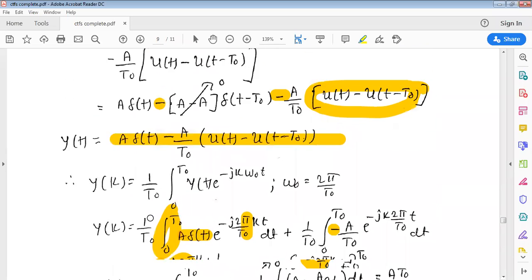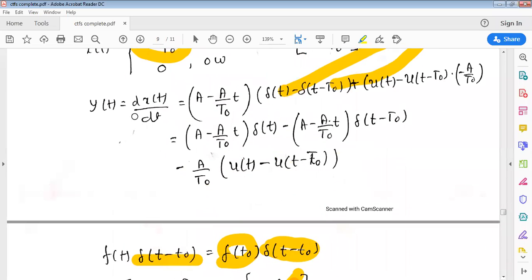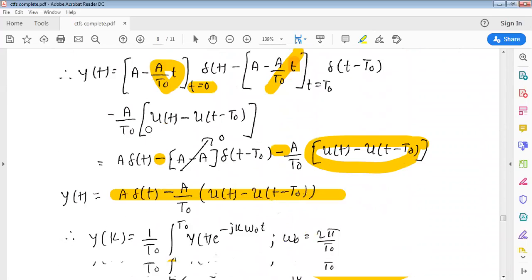But what is actually y of t? How is y of t related to x of t? y of t is equal to the derivative of x of t. So y of k is nothing but jk omega naught into x of k. So a derivative in time of a signal gets transformed into jk omega naught in the frequency domain, that we have seen in the previous class. That is the properties of Fourier series.